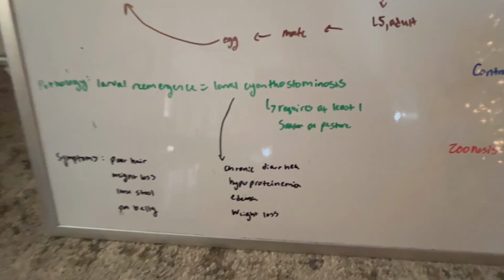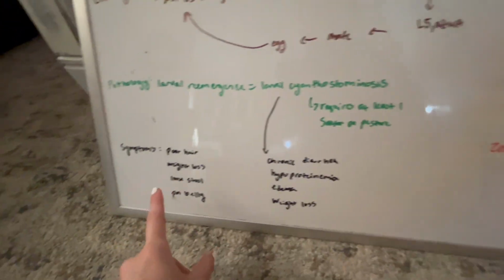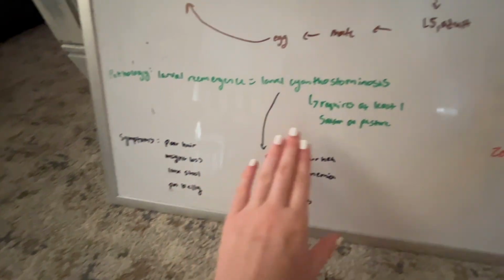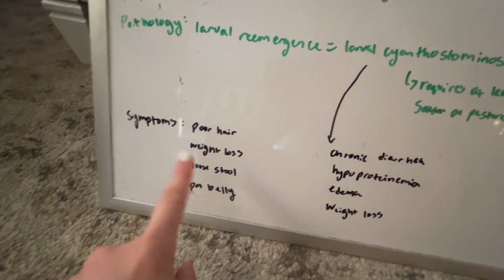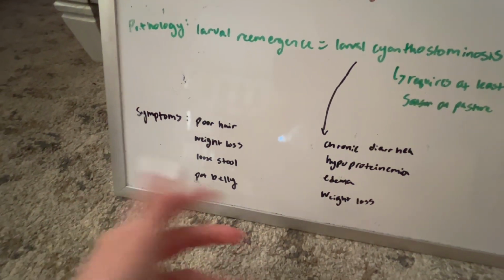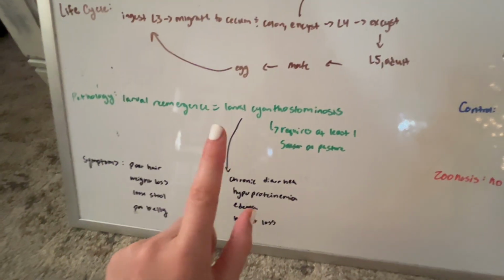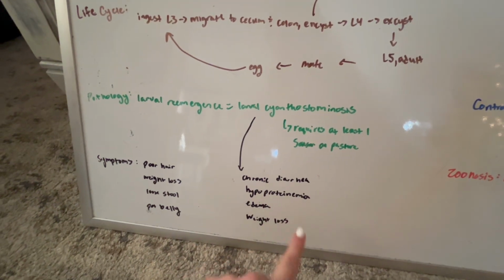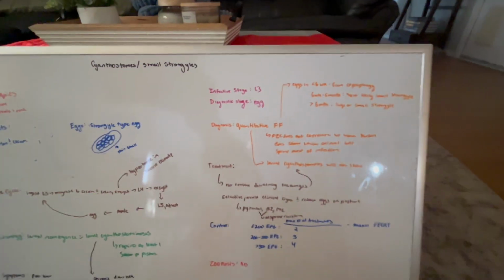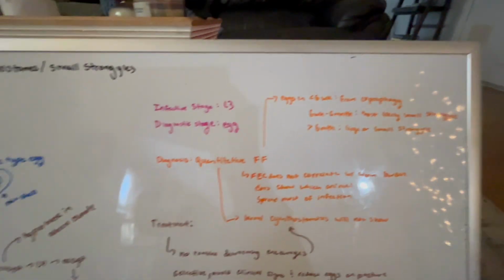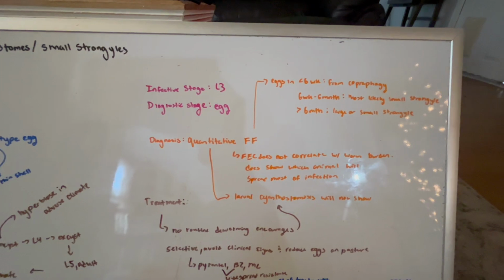There are 2 different sets of symptoms. This is only the worm, and this is with larval cyathostominosis. So with just the worm, you have poor hair, weight loss, loose stool, pot belly, just general wormy kind of symptoms. For larval cyathostominosis, you'll have chronic diarrhea, hypoproteinemia, edema, and weight loss. Again, just like our large strongyles, infective stage is L3, diagnostic stage is the egg.